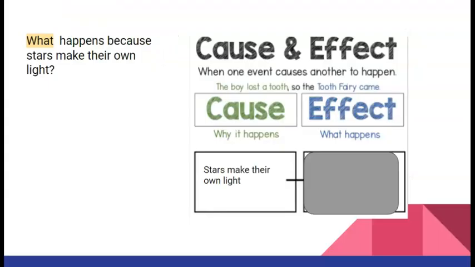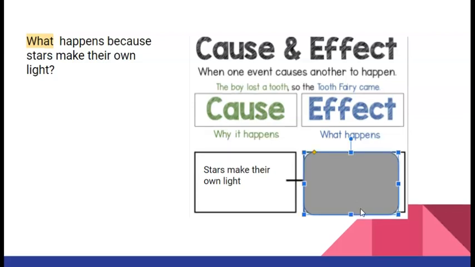Okay, we're going to do one more question together as a group, and then the next one is going to be your work to turn in for literacy today. So practice one more time with Miss Kelly, and the next one is on your own. What happens because stars make their own light? I need to think. I'm looking for the effect. What happens? I know stars make their own light. And because stars can make their own light, what happens? Think in your head and say your sentence out loud.